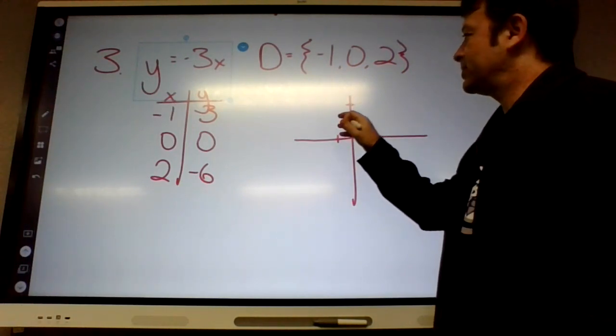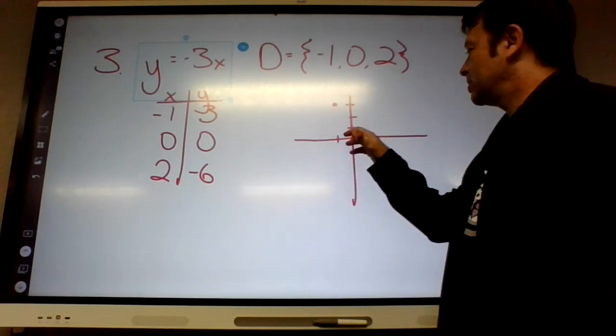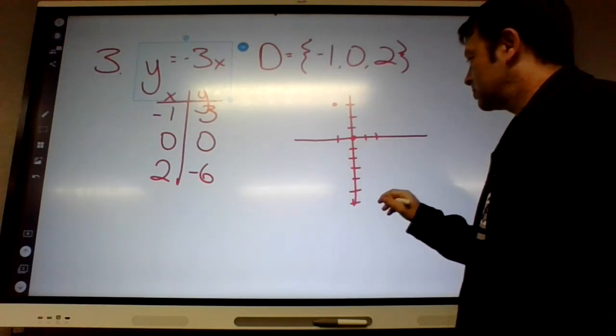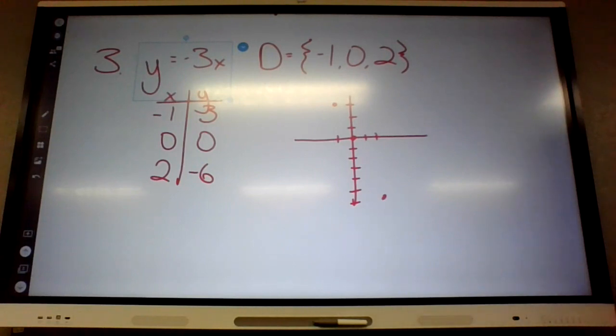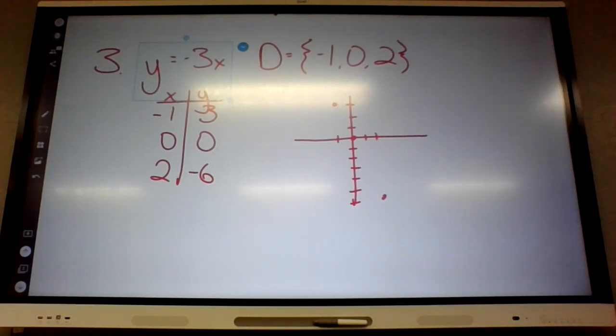Should look like something like this. Don't use my graph, so yours should look better than mine. They are in a line. They should be aligned if you do it right. Negative 1, 3 means left 1, up 3. 0, 0 is in the middle. 2, negative 6 means right 2, down 6.